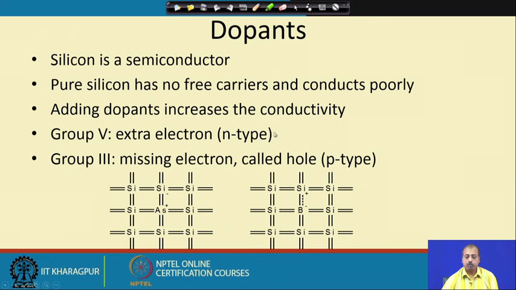Both N type and P type semiconductors are used in realizing different circuits, starting from diodes to transistors to MOS and all. We will be using them particularly in the context of MOS transistors.